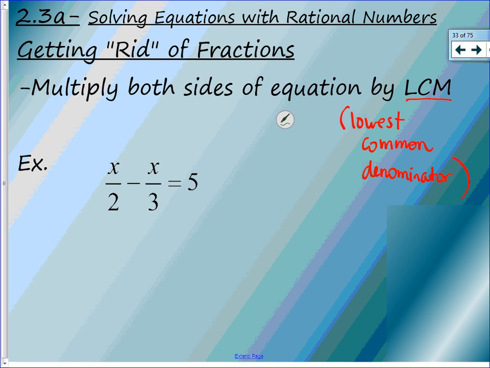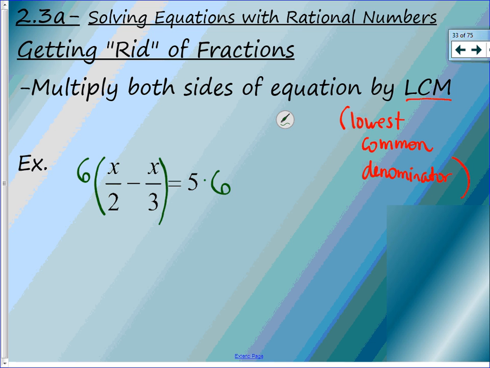And so what you have to do is look at your denominators. You don't have to look at all the numbers, but you're going to look at your denominators and decide, of your denominators, what is the lowest common denominator. So looking at the 2 and the 3, 6. So you have to multiply both sides by 6. Even though the right side doesn't need a 6, to keep the equation balanced, you have to multiply both sides by 6.